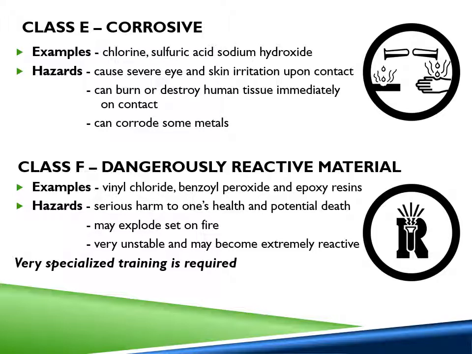The final class of controlled product is Class F, dangerously reactive material, which includes chemicals that are potentially self-reactive. Examples of these materials include vinyl chloride and epoxy resins. Hazards that workers must be aware and guard against when using these materials include the risk of serious harm to one's health and potential death. These materials may react aggressively when mixed with water. These materials also may explode or set on fire if exposed to heat, shock, friction, or handled carelessly. And these materials are very unstable and may become extremely reactive if stored for excessive periods.